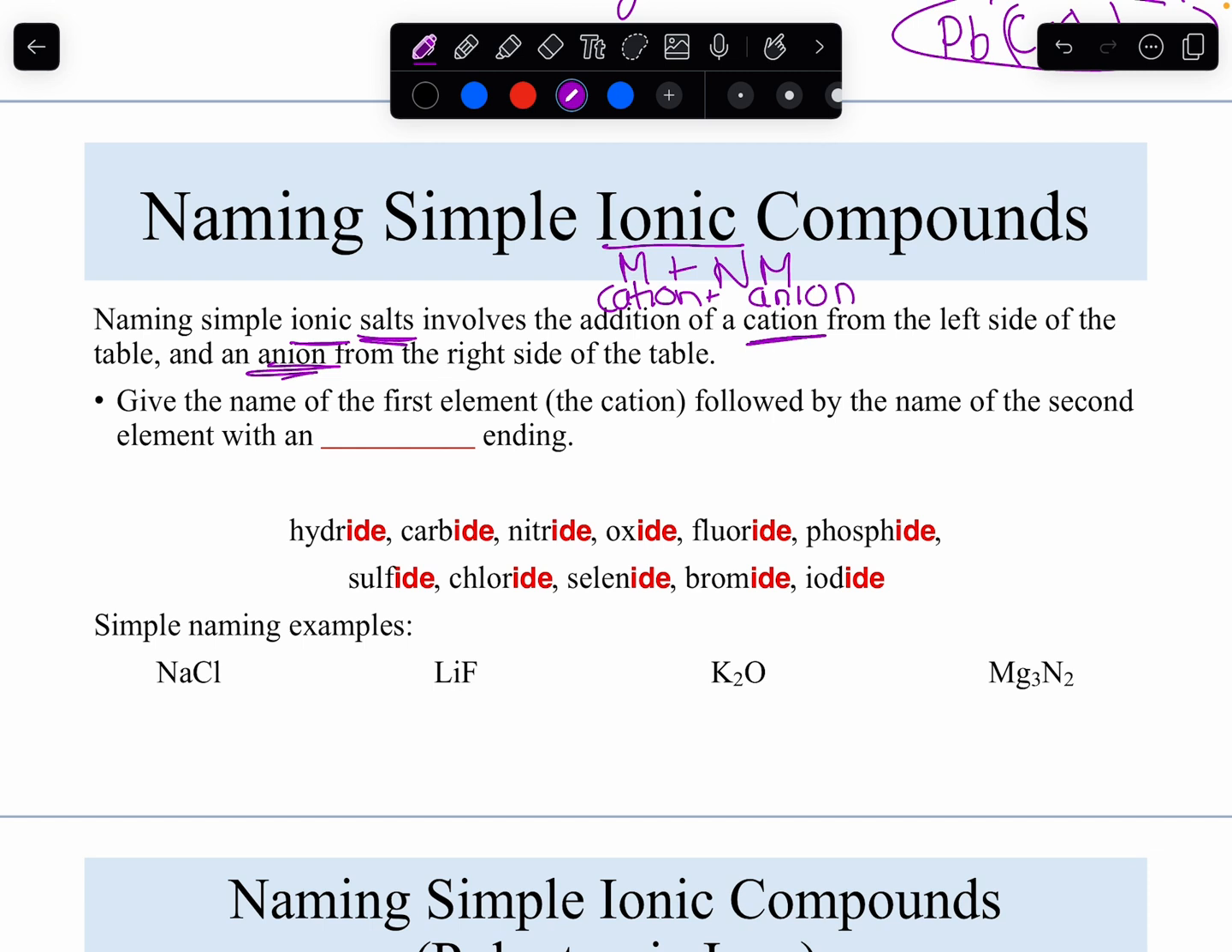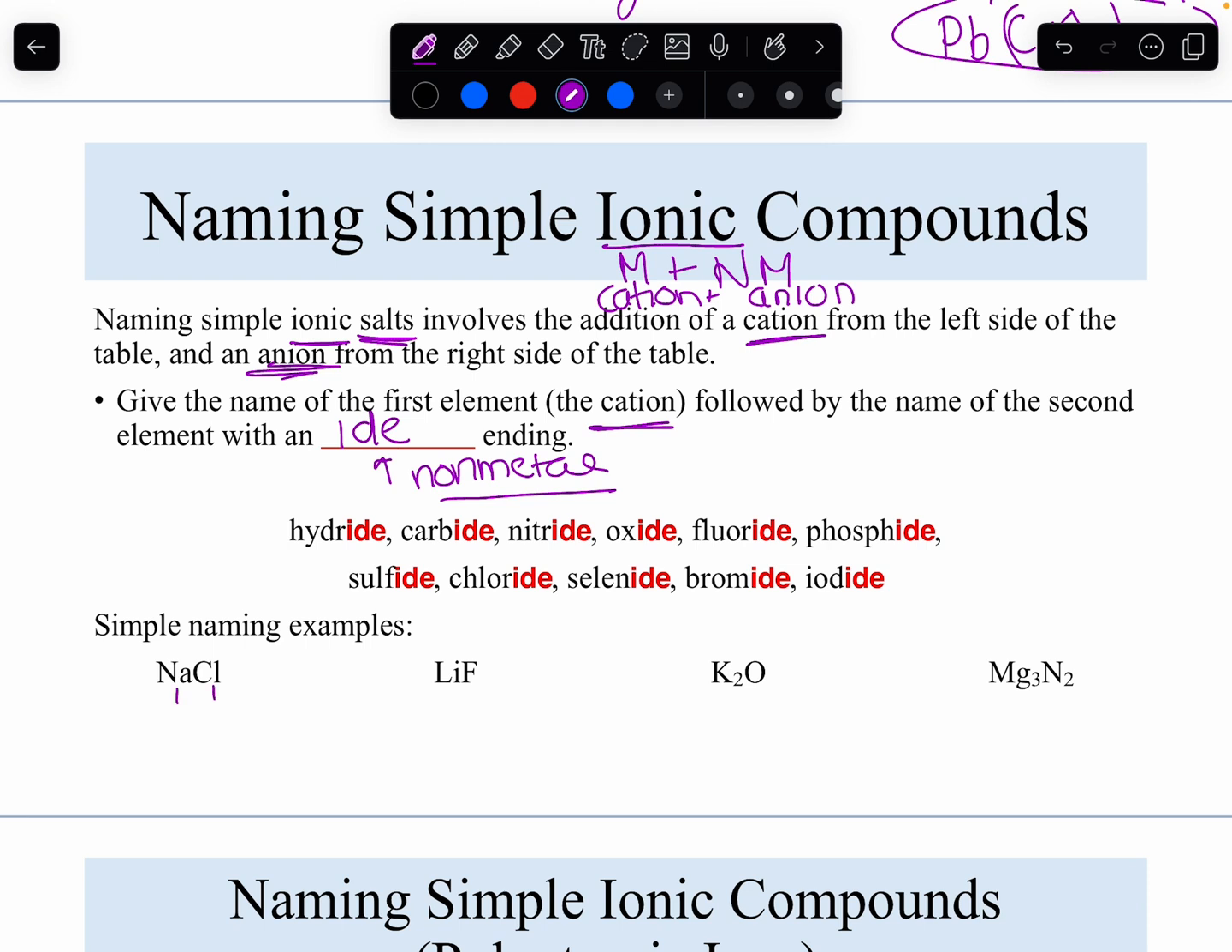So to write the name, and we've actually already done this a little bit, to name the first element, you name the cation. To name the second element, you change the ending to "ide." Okay, and here's some examples of all the ides. Again, you only do ides for non-metals. You do not ever change a metal ending to anything. Okay, so let's go ahead and do this.